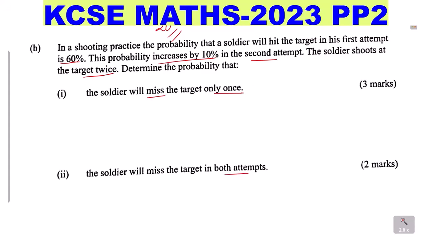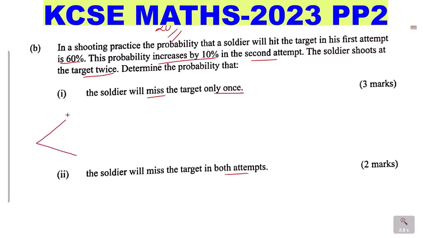So go to the first one. In the shooting practice, the probability that the soldier will hit the target in the first attempt is 60%. But in the second attempt, the probability increases by 10%. So we can use the tree diagram. The soldier shoots at the target twice, so we'll have a tree diagram with 2 branches.